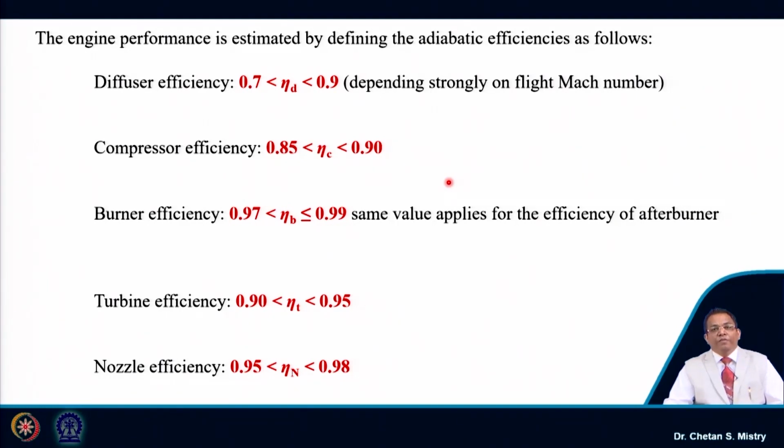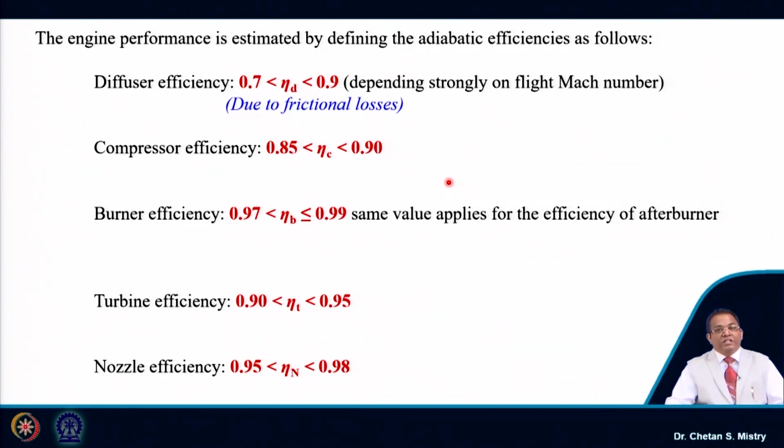Now, the question is, when we go for the gas turbine cycle analysis, as we discussed in our first week, we consider the gas turbine engine as a black box at the initial stage. So, we do not have any information about the efficiency. In order to do the analysis in a more realistic way, you need to assume certain numbers. For the diffuser, the efficiency will be in the range of 70% to 90%, strongly depending on the flight Mach number, and this is because of the frictional losses happening inside the duct.